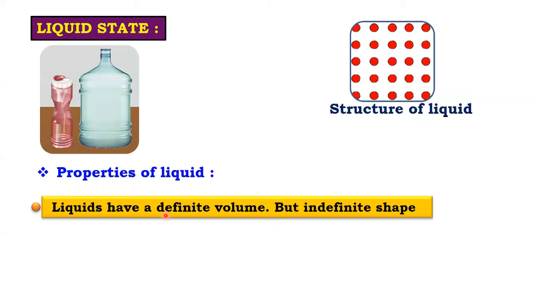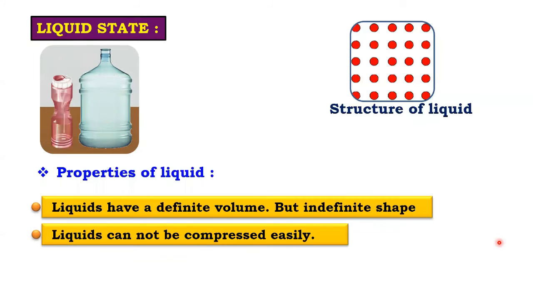Okay, let's move ahead. Next, liquids cannot be compressed easily. Now over here this point is saying it cannot be compressed easily. It means that if you apply a sufficient amount of force, it can be compressed, correct? Okay, now why is it so?